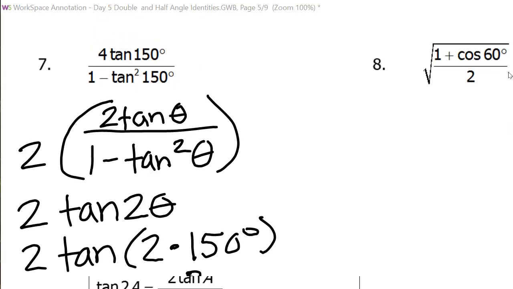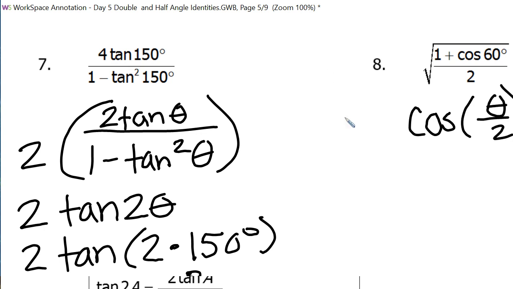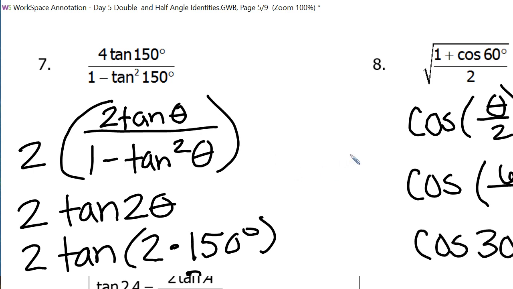And the next one, if you have a square root, that's going to be one of those half angle identities. And this is the half angle identity for sine, cosine, or tangent? Cosine. Notice we have a 1 plus cosine. So that's going to be cosine of theta over 2, so cosine of half of theta. So if they didn't use theta, what angle did they use? 60 degrees. And half of 60 degrees would be 30 degrees. And we know the cosine of 30 degrees is square root of 3 over 2.